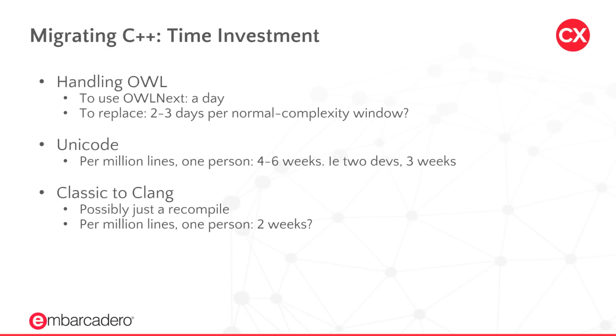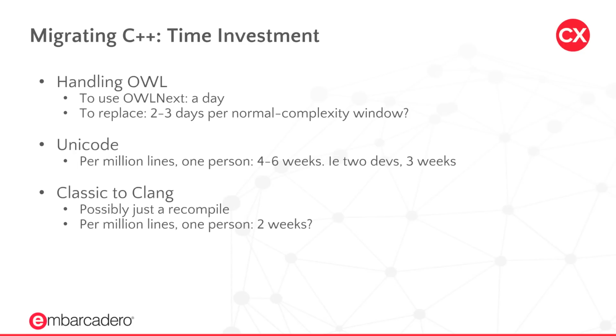Now for classic reclaim, possibly it's just a recompile, but of course in practice, that may not be the case. We do try and assist in making that the case every release, and especially in 10.3, we added a lot of RTL improvements. So issues you may have run into in the past, you hopefully won't run into today. But realistically speaking, there's always going to be issues. Now, if you have issues, and let's assume these are fairly complex issues, there's a reasonable amount of code that, for whatever reason, just isn't valid C++ these days. Per million lines for one person, a couple of weeks, I think.